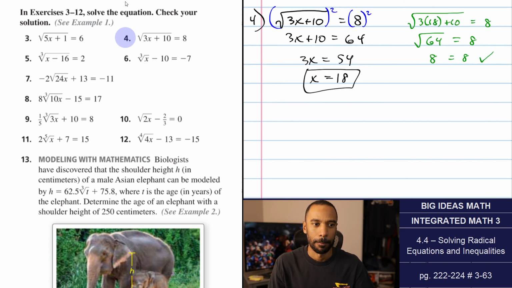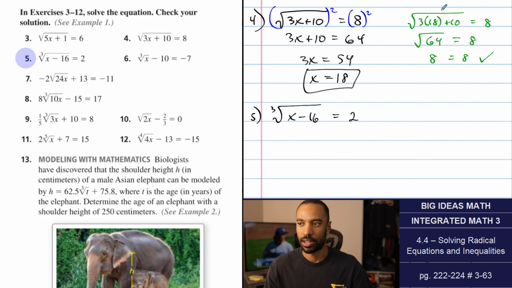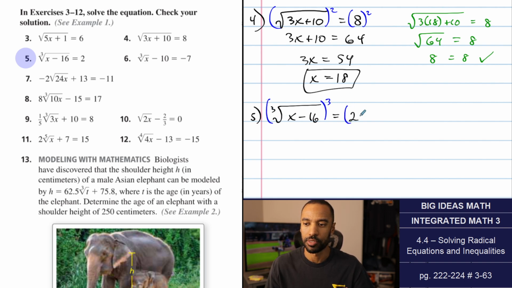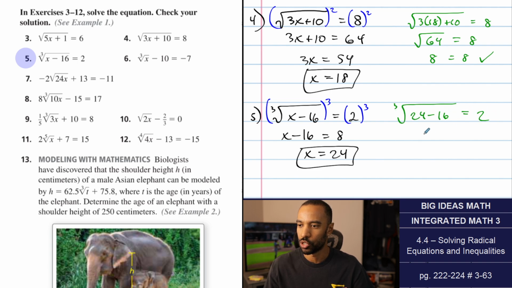Okay, number 5. You have the cube root of x minus 16 equals 2. This radical is isolated. However, this time it's a cube root. So we are going to cube both sides this time. And you're left with x minus 16 here, and 2 cubed is 8. As we add 16 to both sides, we get x equals 24. As a double check of that, we have the cube root of 24 minus 16, which equals 2.